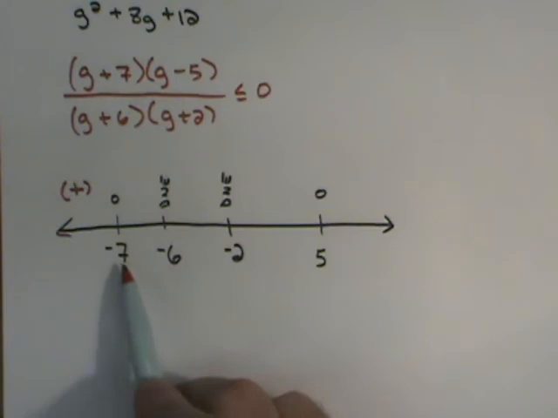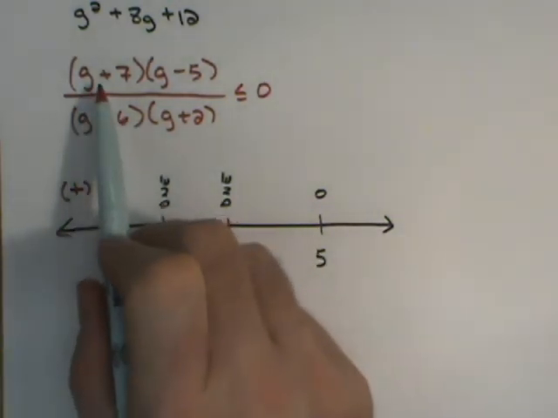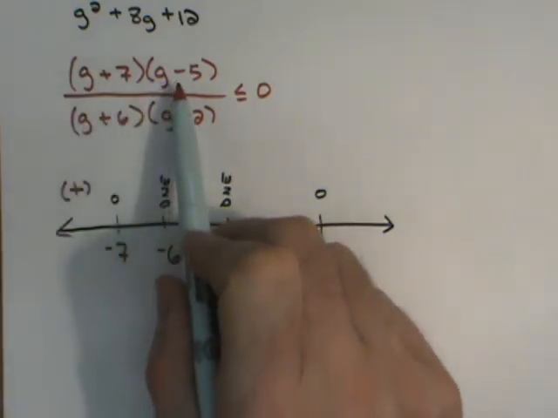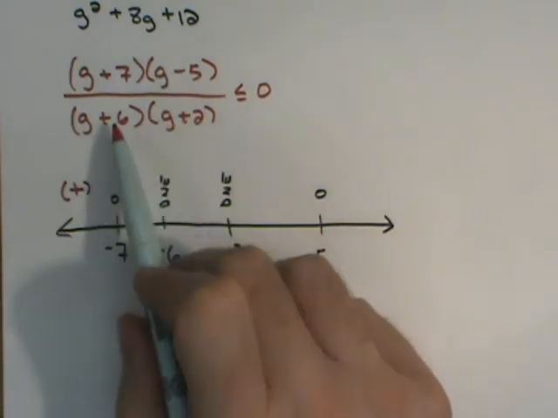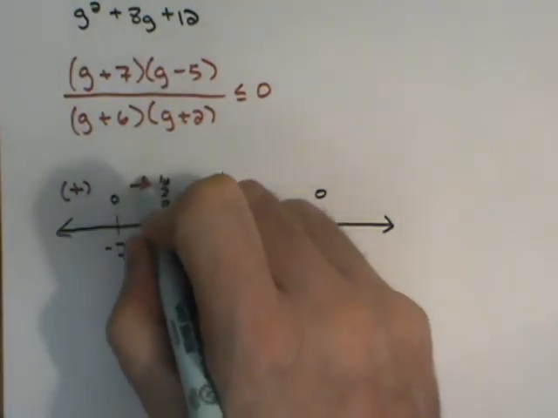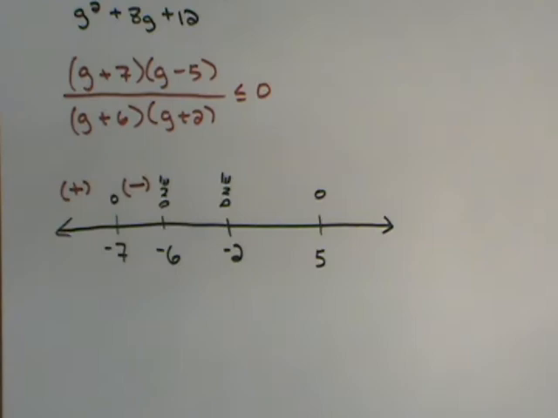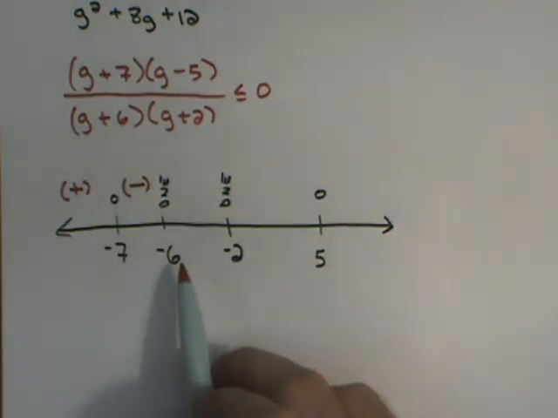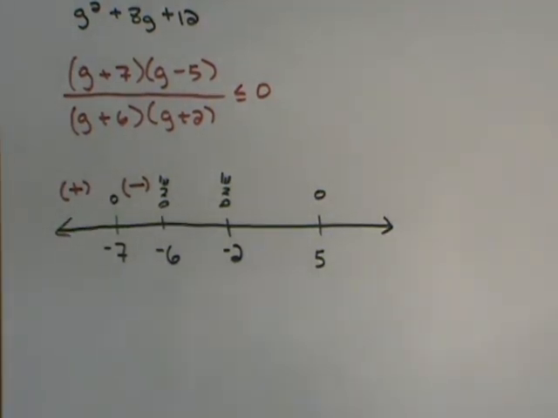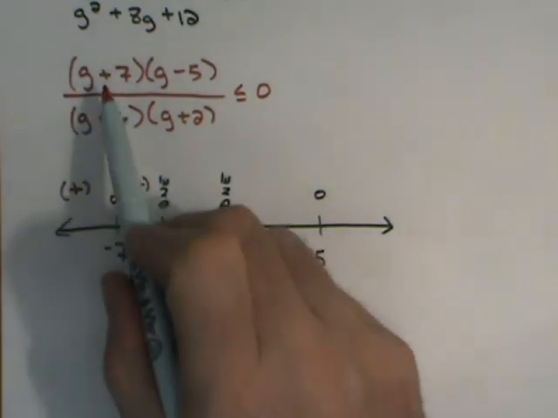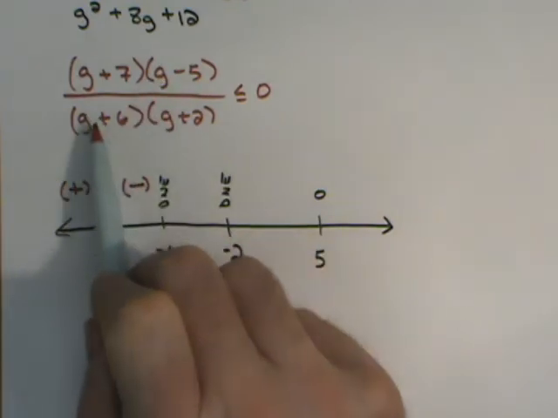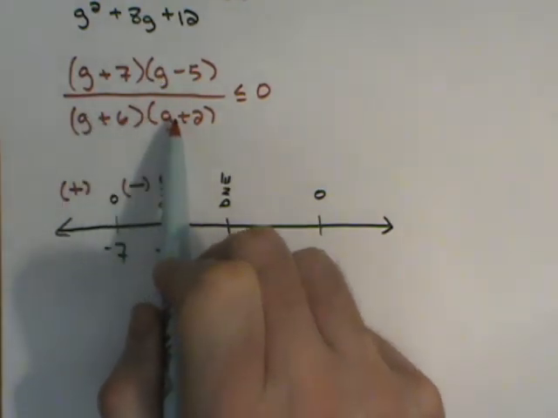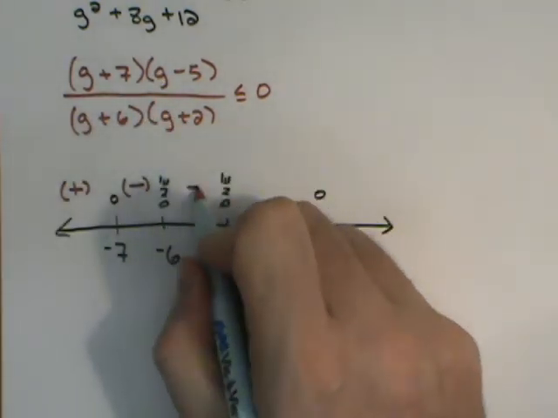Try a number between negative 7 and negative 6. Try something like negative 6.5. The result would be positive, negative, negative, negative. 3 negatives means that the expression would graph beneath the x-axis. Try a value between negative 6 and negative 2, say negative 4. When I plug it in here, I get positive, negative, positive, negative. 2 negatives create a positive.